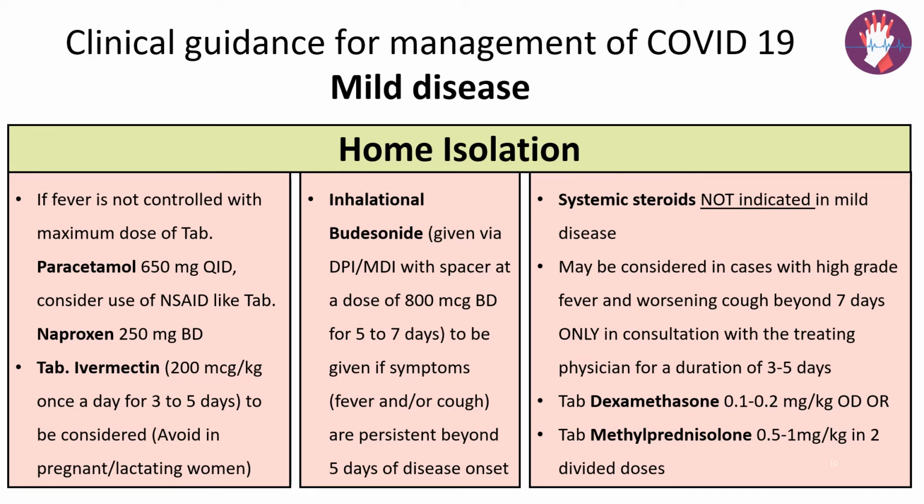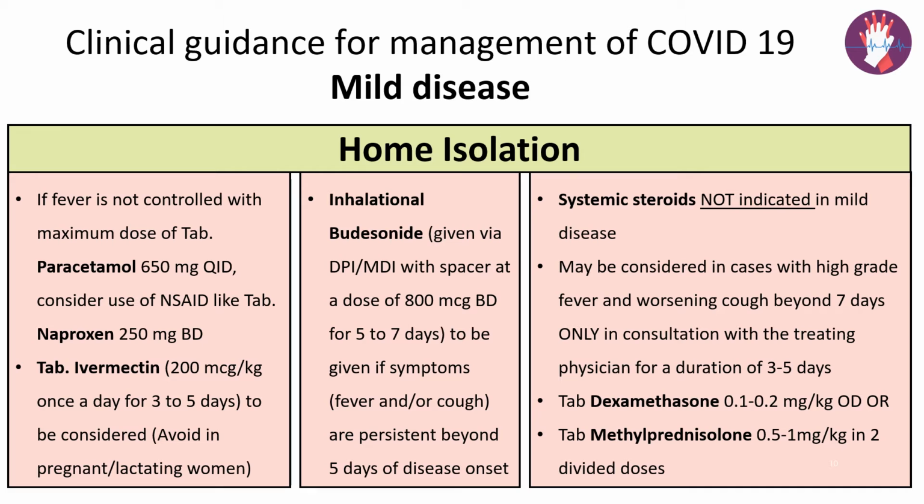While inhalational budesonide, which is 800 micrograms through a spacer twice a day for 5 to 7 days, in the beginning of the disease, if symptoms like fever and cough are persistent beyond 5 days, has mild evidence support in keeping the lungs and the extension into the lungs under control. Systemic steroids are definitely not indicated in mild disease.